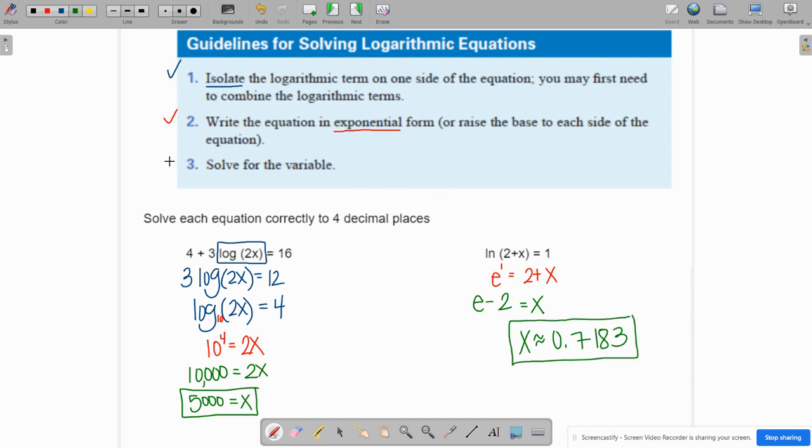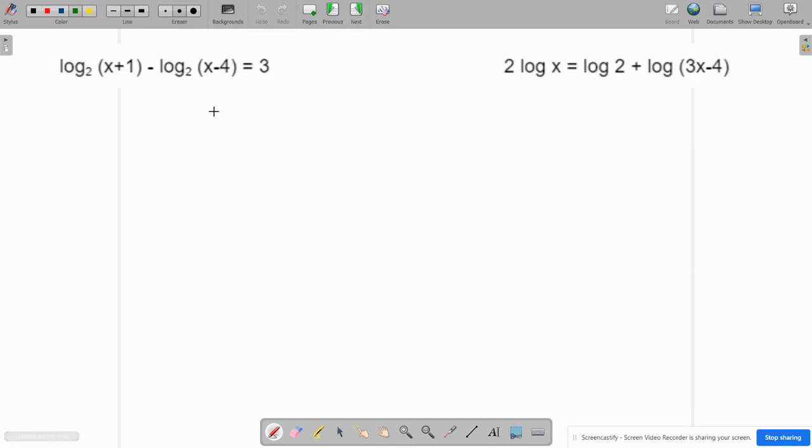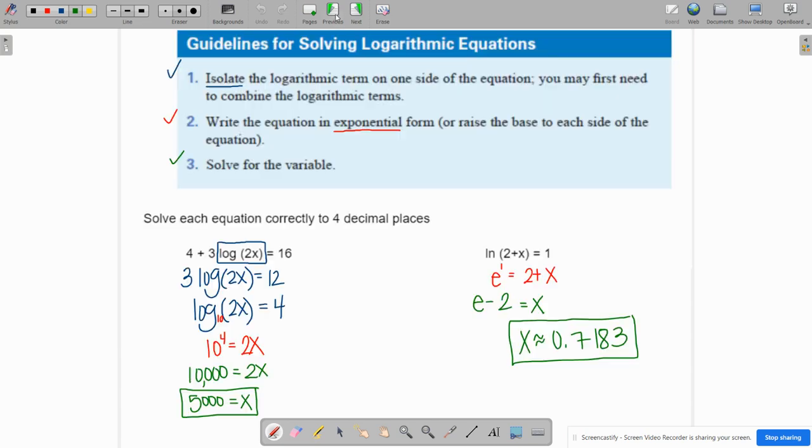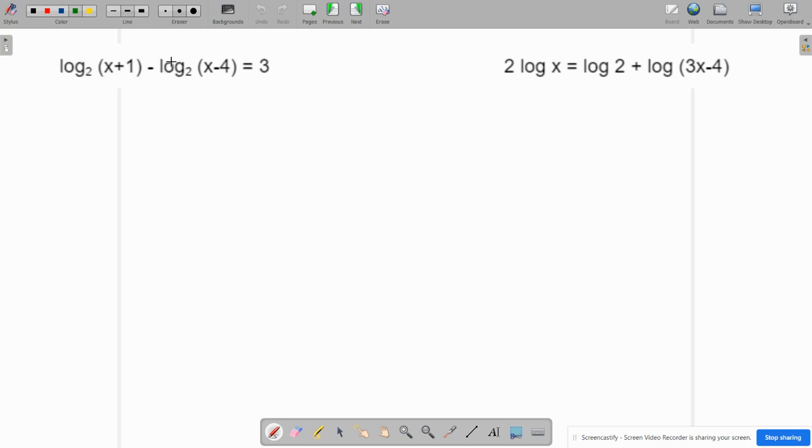I'm going to do a couple more examples just to show you some situations where it might start off a little bit more challenging. So for instance, this problem over here. Remember, your first step is to isolate the logarithmic term. But in this case, we have 2 logs, but they're both of the same base. So one way to handle this is to combine them using the laws of logarithms. So we are subtracting 2 logs of the same base. I know that that means we are really taking log base 2 of a quotient. And that quotient is x plus 1 divided by x minus 4. And then that equals 3. So now we have a single logarithm. It is isolated on the left side of the equation.